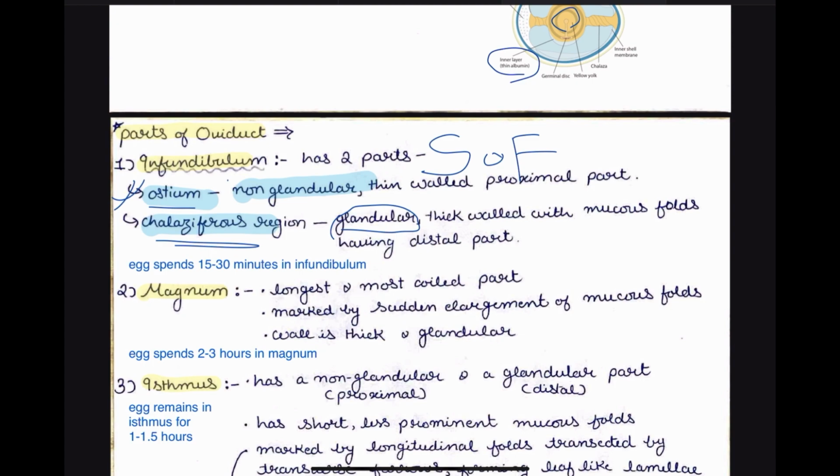Now one thing often asked in the exam is how much time the egg spends in each individual part of the oviduct. The egg spends 15 to 30 minutes in the infundibulum. So you have to remember this data for all the parts. Okay, so this is it for the infundibulum.